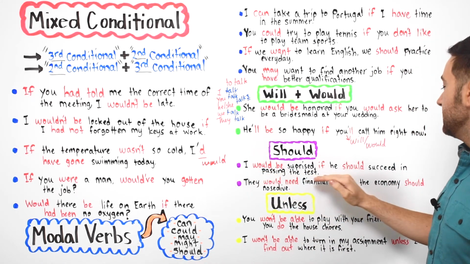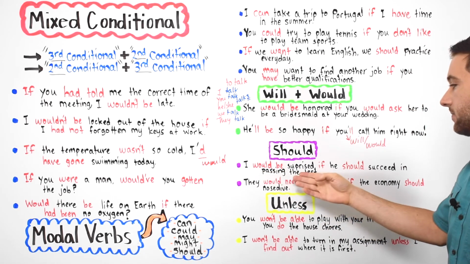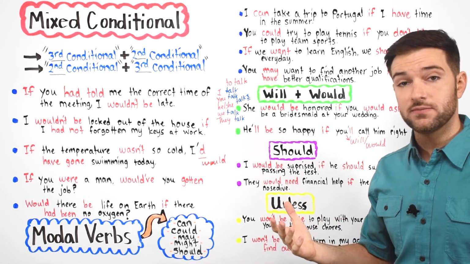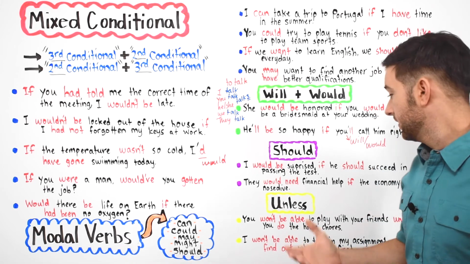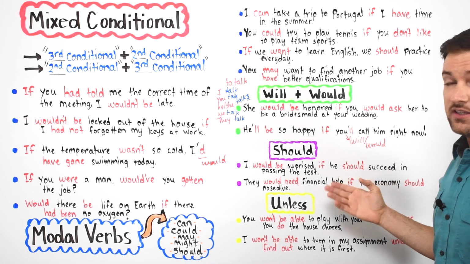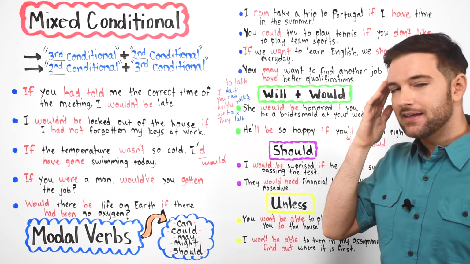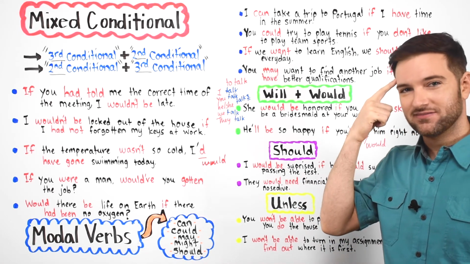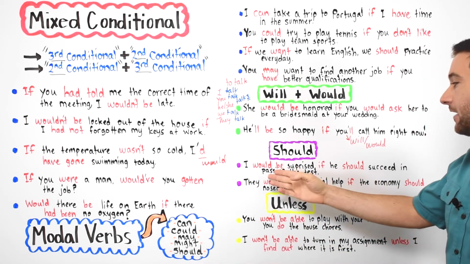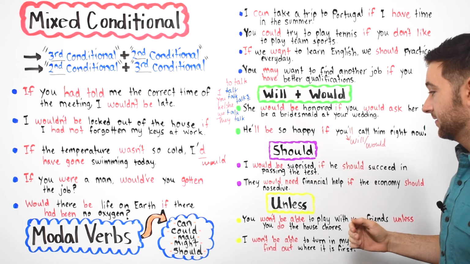I would be surprised if he should succeed in passing the exam. So in this scenario, you would be, wow, oh my gosh, he passed the exam. You would be surprised if he should, by any chance, you don't know if he would or not, because when we have should here, it kind of gives the idea that this person is not smart, not smart enough to pass the exam. So we say, I would be surprised if he should succeed in passing the test, or the exam.